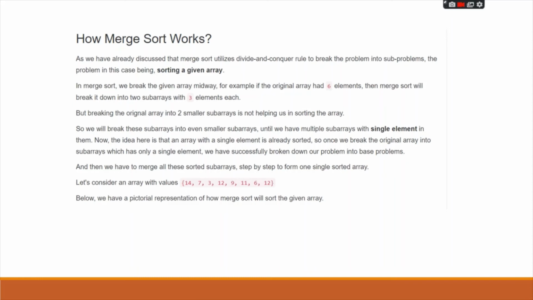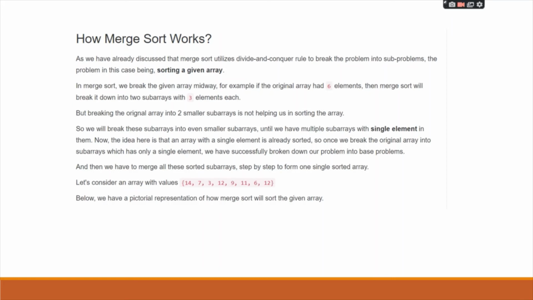But breaking the original array into 2 smaller subarrays is not helping us in sorting the array. So what we'll be doing is breaking these subarrays into even smaller subarrays until we have multiple subarrays with a single element in them. Now the idea here is that an array with a single element is already sorted. So once we break down the original array, the subarrays which have only a single element have been successfully broken down to a base problem.